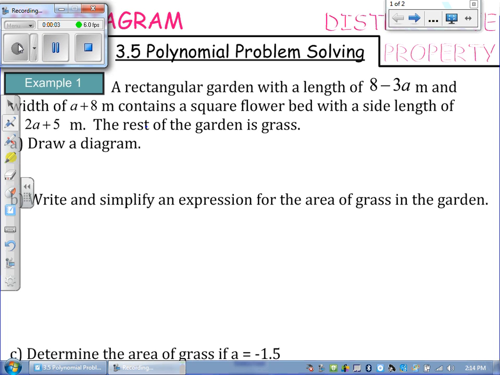Today we're not really learning anything new technique-wise. We're just taking what we've already learned and problem solving with it. So, question 1. First, let's talk about strategies for problem solving.